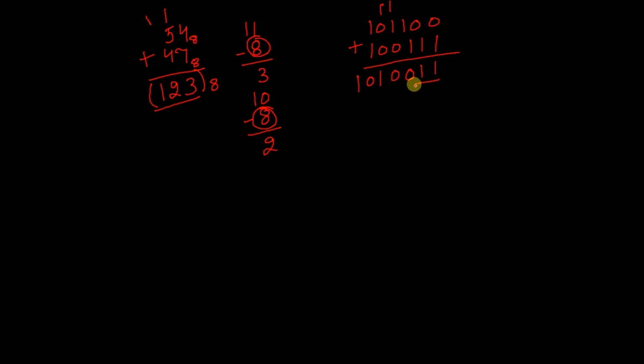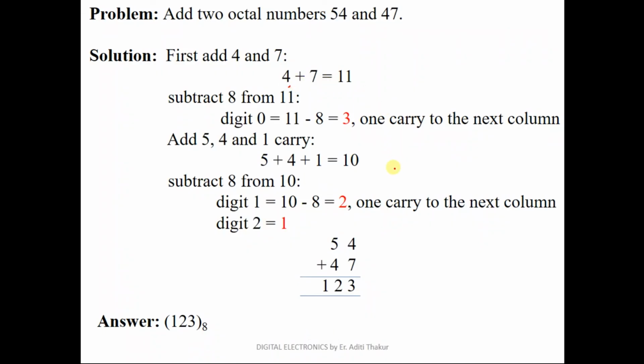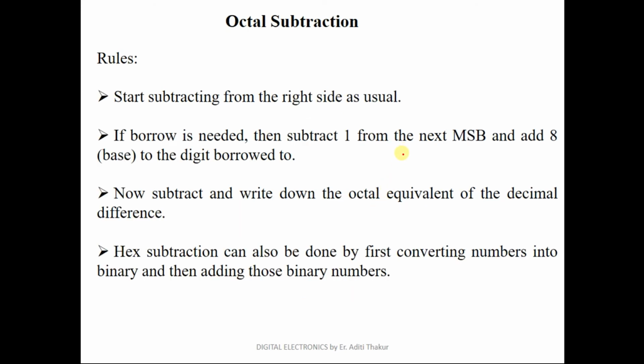So we have to make pairs from this side, 3-bit pairs. So we can add 0 here. So you can see the answer is 1. This corresponds to 2, and this number corresponds to 3. So the answer is the same. So here it is verified. So now this method is also explained here. So next is octal subtraction.